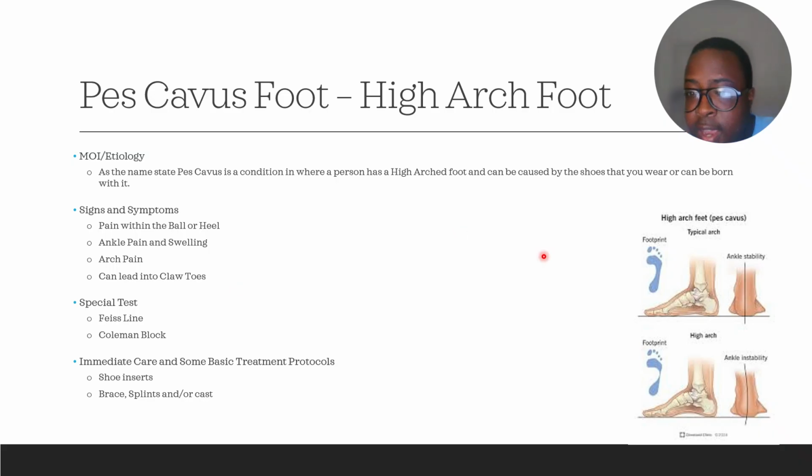As you can see here, this is a normal arch foot. You see the arch is slightly even, and here the foot arches here and here. While in the high arch, you see a much bigger arch here, and the foot is more lifted.